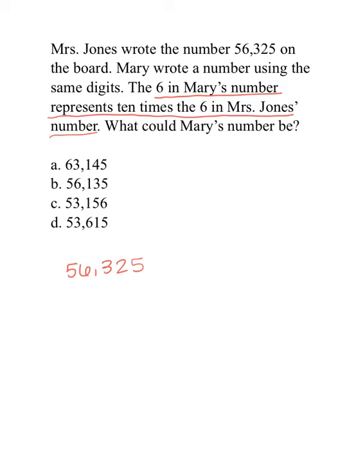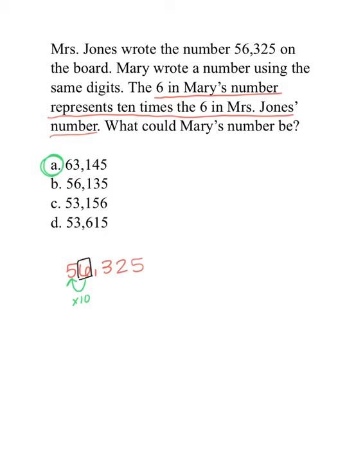Well, when I'm going to do 10 times, that means I move once to the left. So that means that Mary's 6 has to be in the 10,000s place, or have a value of 60,000. The only option is option A. Let's take a closer look at that.